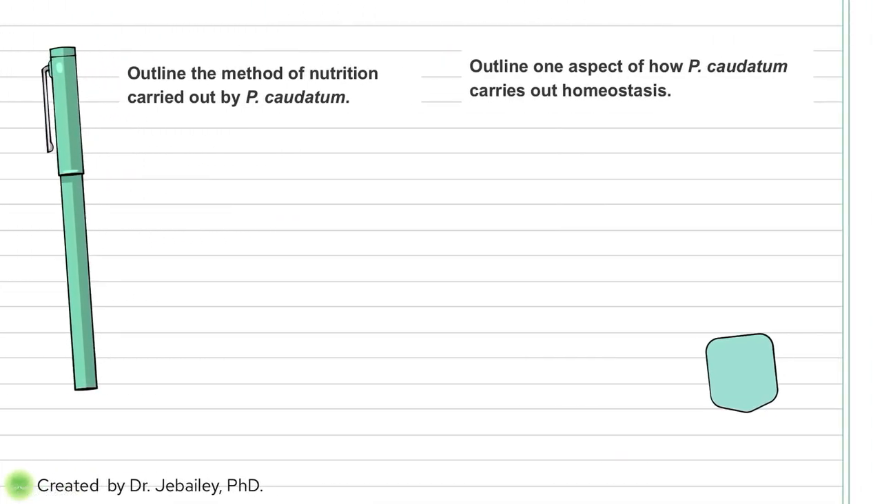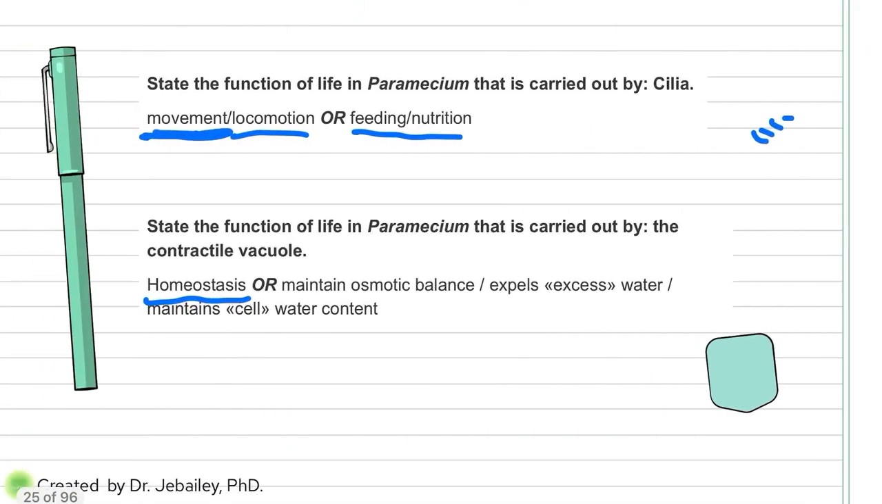So here is: outline the method of nutrition. Again, it's Paramecium, as well as this one: outline one aspect of how P. caudatum carries out homeostasis. So one is talking about nutrition and the other one is talking about homeostasis. So how would it work? Let's look. Outline, basically it's bullet points and usually can be between 3 to 4 points, right? 3 to 4 points. Now, just going back here, usually when it's state, it's 1 point. It's always going to be like a 1 point thing.